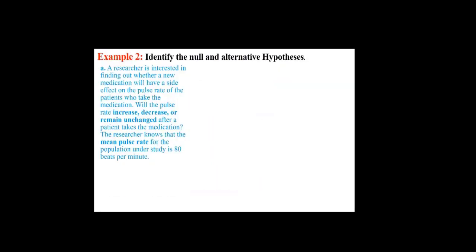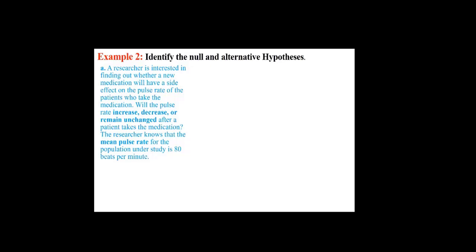Identify the null and alternative hypotheses. A researcher is interested in finding out whether a new medication will have a side effect on the pulse rate of the patients who take the medication. Will the pulse rate increase, decrease, or remain unchanged after a patient takes the medication? The researcher knows that the mean pulse rate for the population under study is 80 beats per minute. So all we want to do is identify the null and alternative hypotheses. Remember, the alternative is the one that takes a sign which is not equal, less than, or greater than, accordingly.